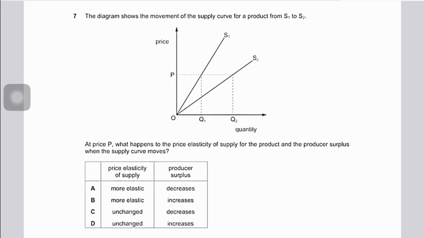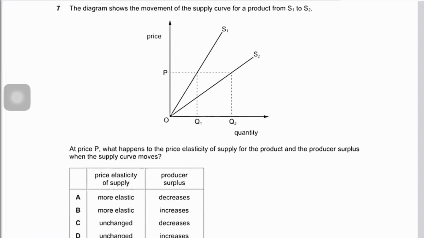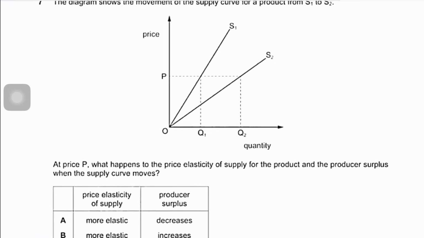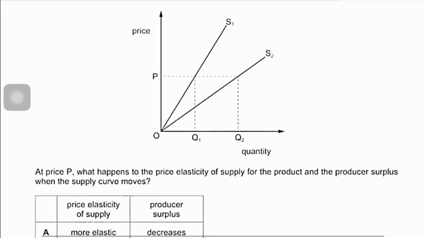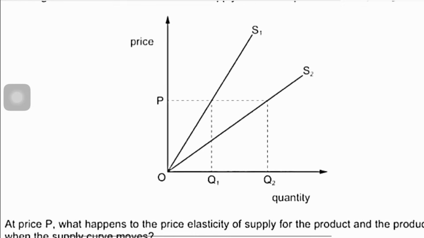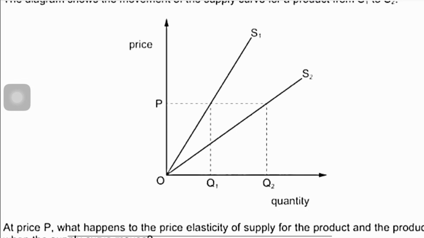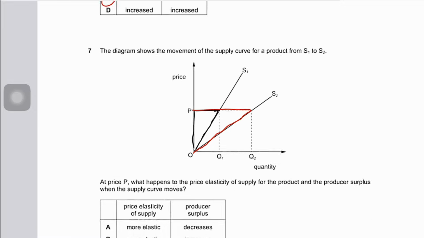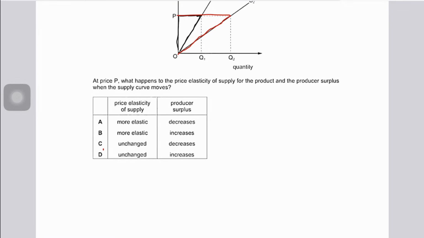And as far as producer surplus is concerned, we know producer surplus is the difference between what producers are willing to accept and what they actually receive, right? Which is the area that is above the supply curve and below the price line. And so we can see that the producer surplus is increasing over here because the quantity supplied at the price of P has gone up from Q1 to Q2. And the area that is between the supply curve and the price line, if this was the producer surplus, this area has actually expanded, right, to till here. So the producer surplus is going up, right? That makes D the correct answer.